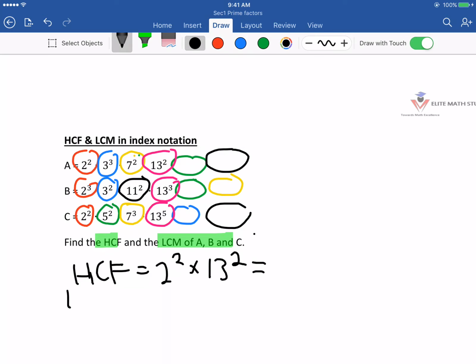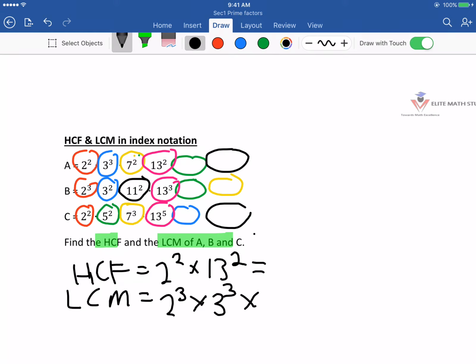Next one, find me the LCM. So LCM, lowest common multiple, we look out for what? The highest power. So go and compare. The base 2 are all in the circle, the red ones. So which one is the highest power? The highest power will be 2 to the power of 3. Times, we look at all the base 3. All the base 3 are all the blue color ones. The highest power will be 3 to the power of 3.